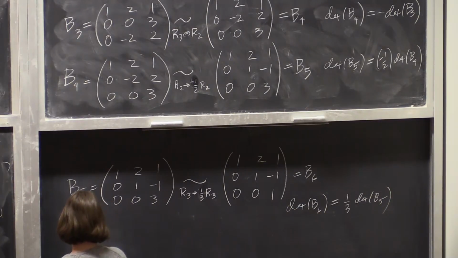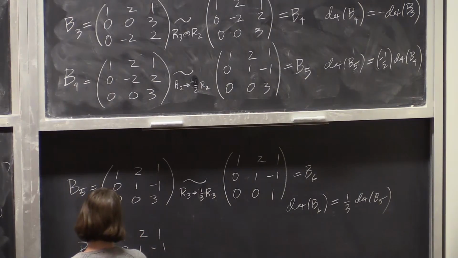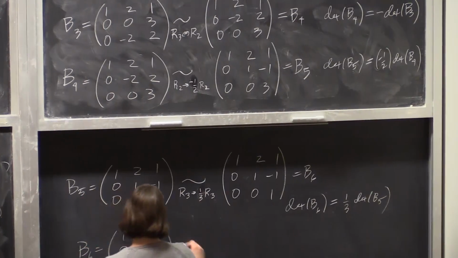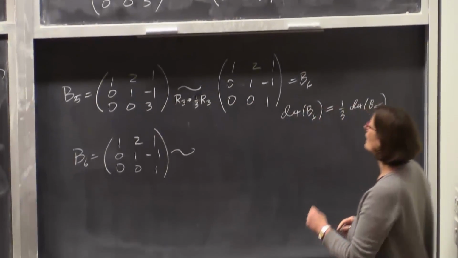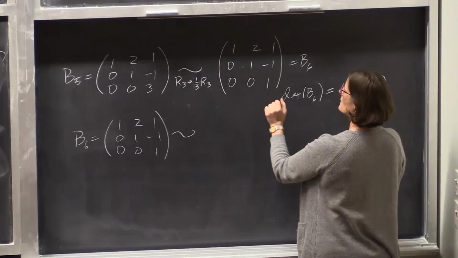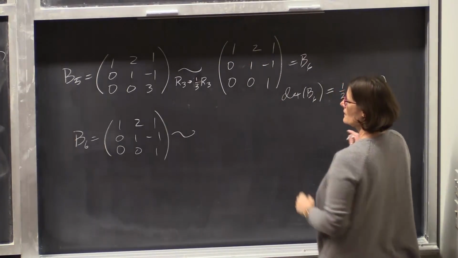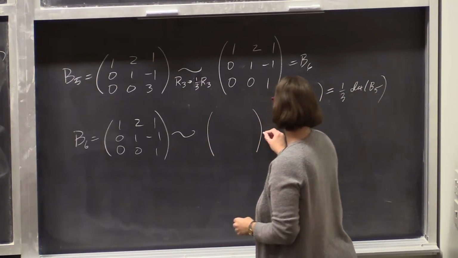Now I'm going to take B6, which is 1, 2, 1, 0, 1, minus 1, 0, 0, 1. And I'm going to subtract 2 of this row from that row. I'm going to subtract this row from that row. I'm going to add this row to that row. And I'm going to get what matrix?